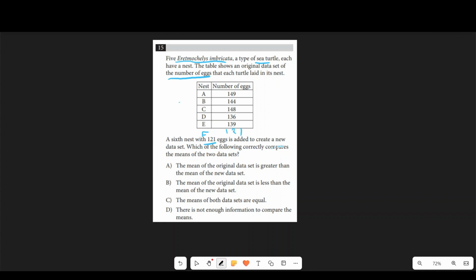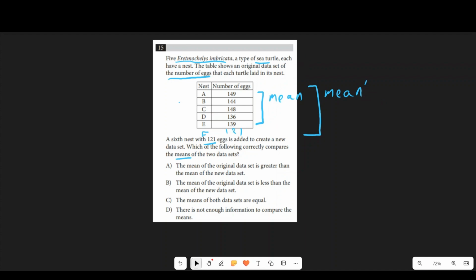Which of the following correctly compares the means of the two data sets? And they give us a bunch of options, right? So basically what they're asking us is this data set right here, A to E, has some mean, or some average. And they want us to compare this average to the average of the entire data set, the data set with F included. So that would be our mean prime.